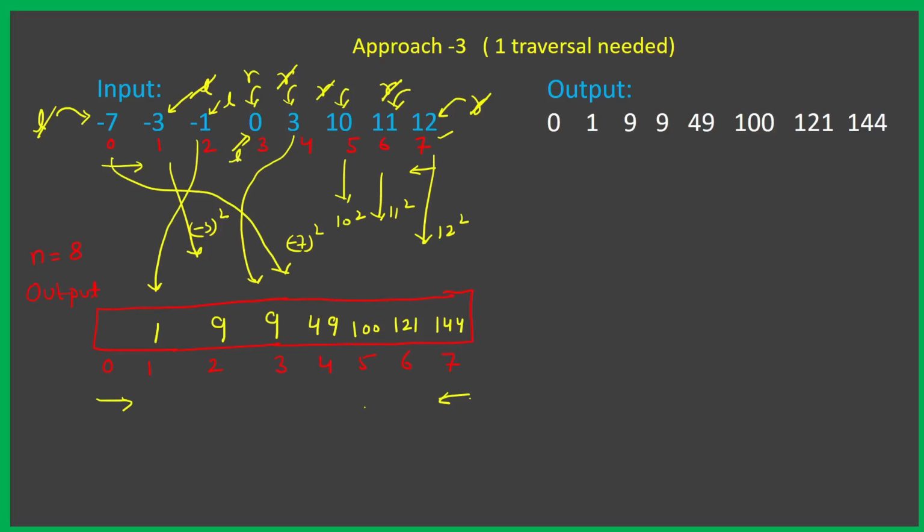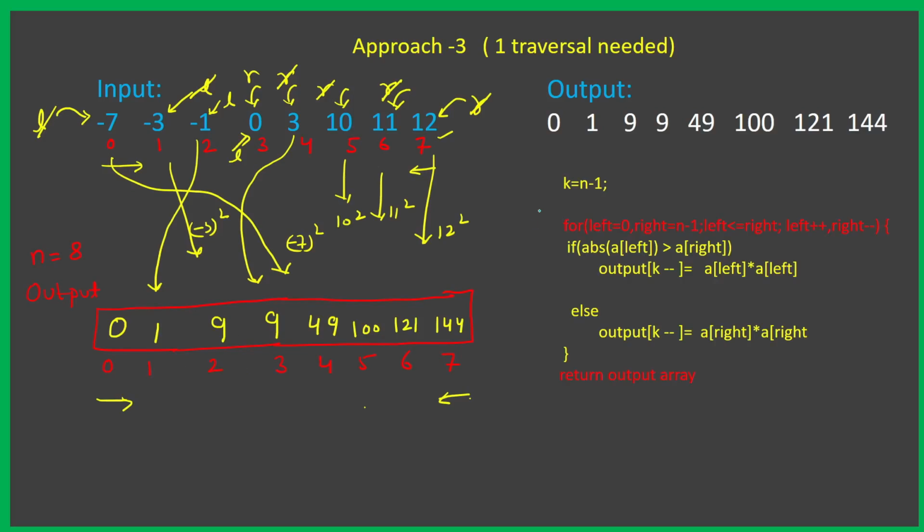Here left is greater than right? I will say no. So I will find the square of the right element. The right element is 0, so the square of 0 will be 0. So this is our output array, which contains the square of each element of the given array, and all these elements are sorted. That means we have got our desired output.